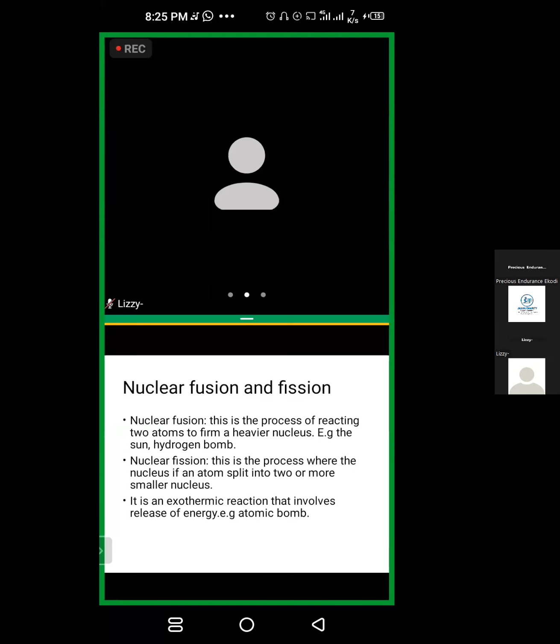Now, we talked about the uses of radiation. Now let's talk about nuclear fusion and fission. Nuclear fusion is a process of reacting two atoms to form a heavier nucleus. So we have two atoms reacting together to get a heavier nucleus. Naturally, we have this in the sun. If you've read about the sun or watched a documentary about the sun, it is just gases actually burning. Now these gases or nuclei are coming together and they are being forced to react. Naturally, they should not react, but forcing them to react causes a release of energy.